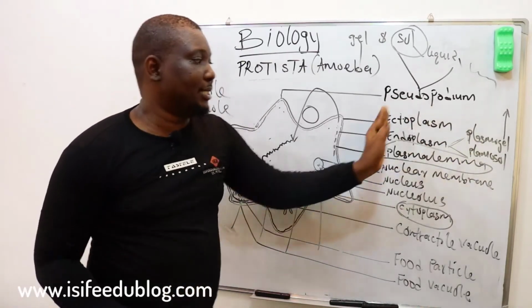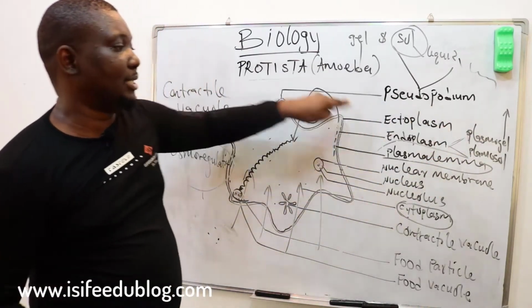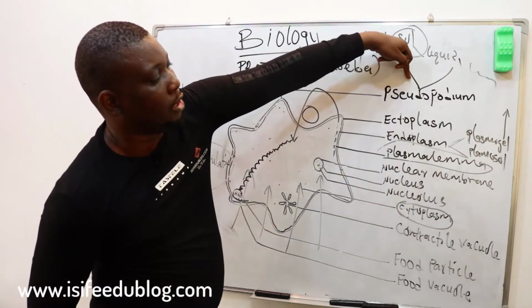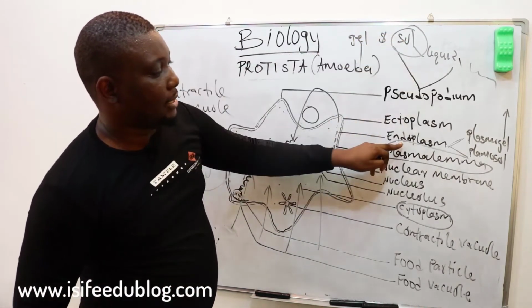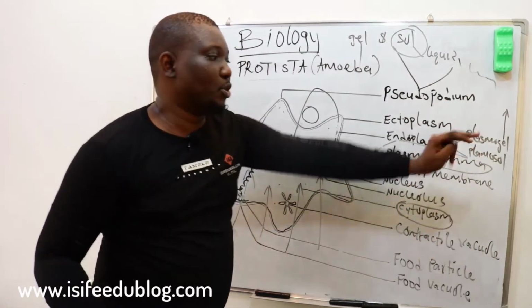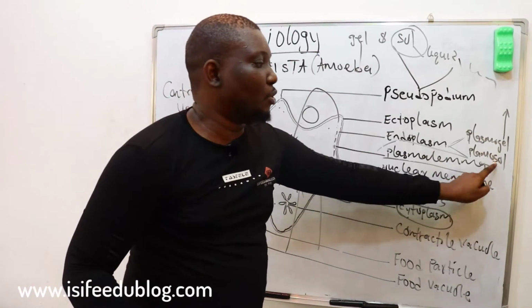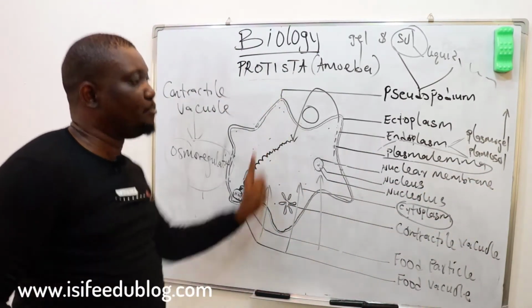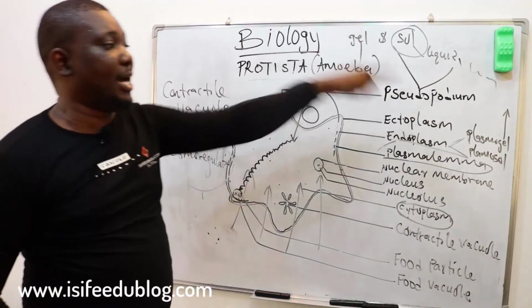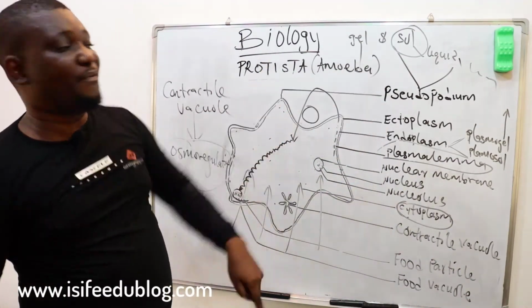The outer part is the ectoplasm. The inner part is the endoplasm. Remember I told you that this ectoplasm helps to form this pseudopodia here. The endoplasm secretes two substances: one is plasmogel, one is plasmasol. But plasmogel is formed from plasmasol during movement. As soon as this organism moves from one place to another, the sol is converted to gel. And this is done to prevent friction.